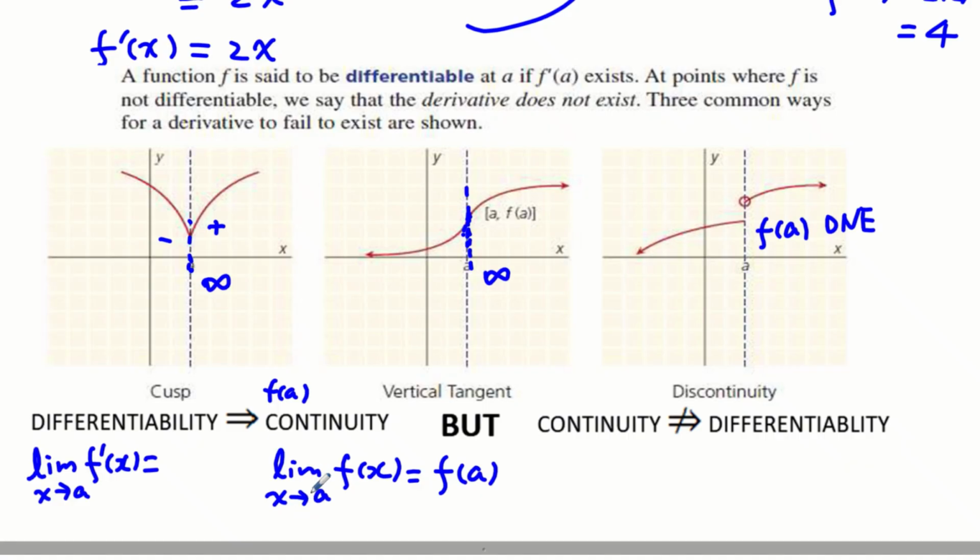Continuous means the limit of the function at that point equals the function's value, then it's continuous. Differentiable means the derivative exists at that point, the slope of tangent from the left side and right side limits are equal.